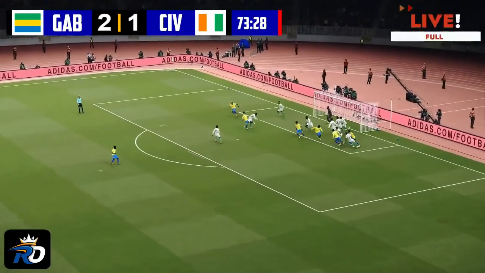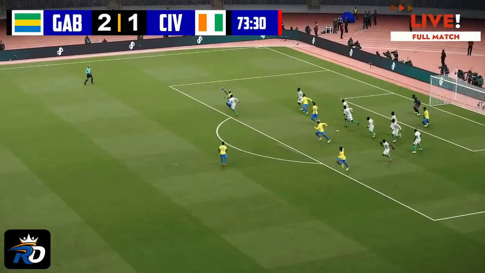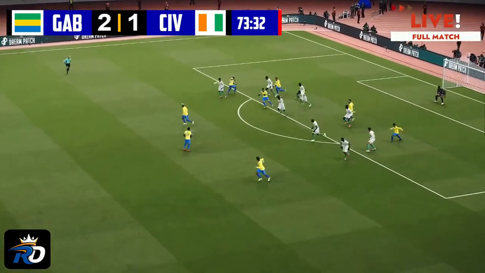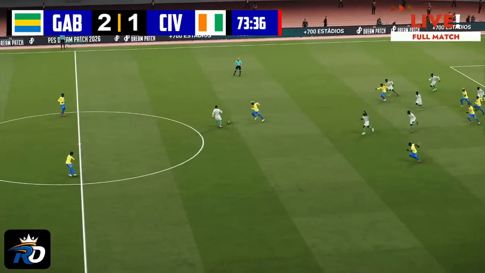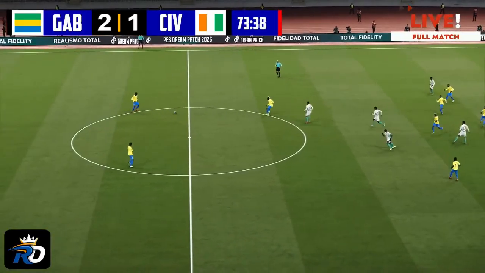Advance to number 19, he's playing for Sobri. He's still in control of the ball. The cast of Ivory Coast, we're already going through the last 16 minutes of this second half. The African Cup of Nations, with Gabon winning 2-1.